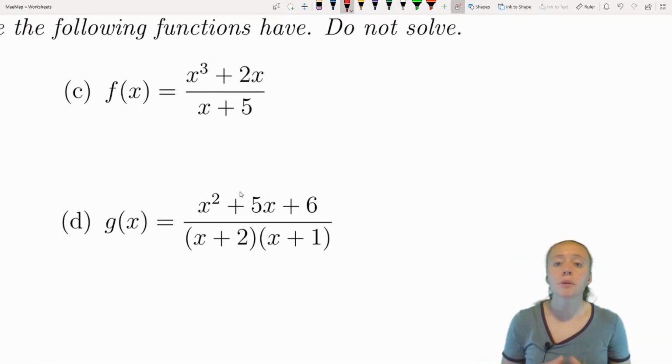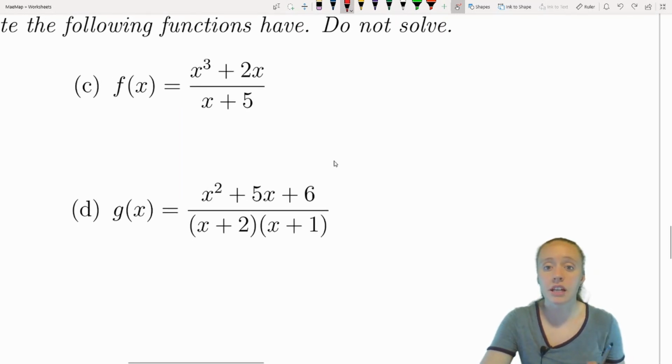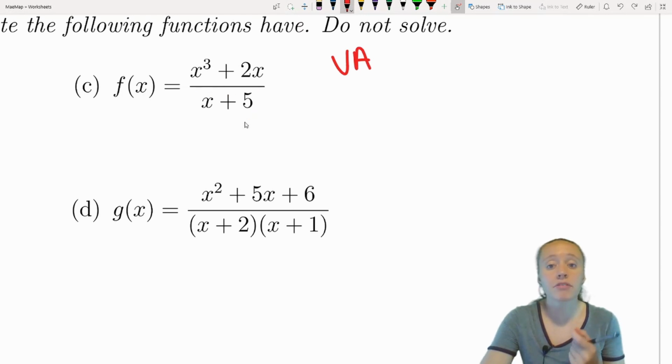If I have x cubed plus 2x over x plus 5, first let's check for those vertical asymptotes. What makes my denominator 0? That's going to be when x equals negative 5. Am I able to cancel out this x plus 5? No, there's no factor in my numerator that I can cancel out that x plus 5 with, so I do indeed have a vertical asymptote, and again, that's going to occur where my function is undefined, in this case, which is x equals negative 5.